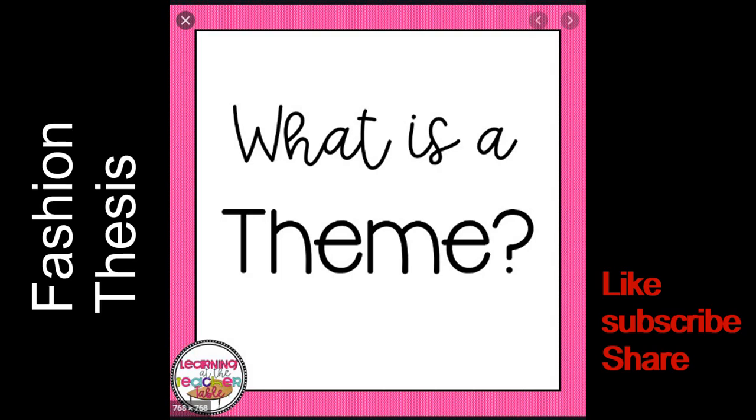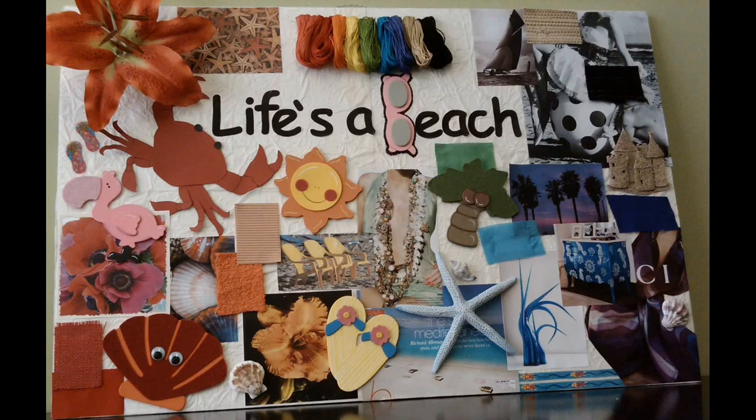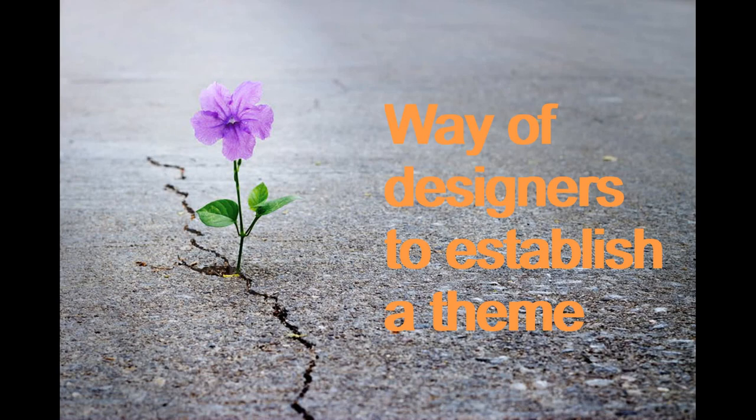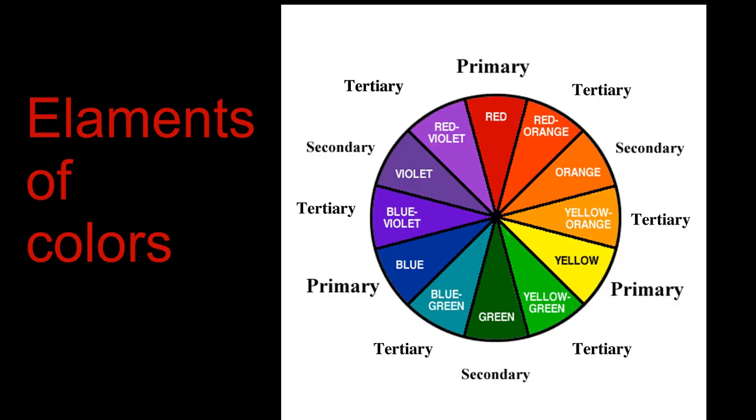Today we will learn about what a theme is in fashion and how we can make a theme board. Theme is the most important element of a good display. Mood boards or inspiration boards are a way for designers to establish a theme for their line of fashion, defining elements of colors, color harmony, texture and pattern.